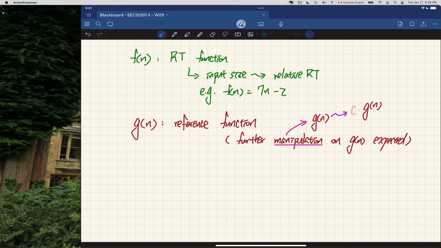Okay, so we got 3 things over here. We got 1 here, 2 here, and 3 here. But I'm going to visualize that to you in just one moment. So what's really the goal? The goal is we want to do some proof. We want to prove that the runtime function f of n is what we call big O of g of n.